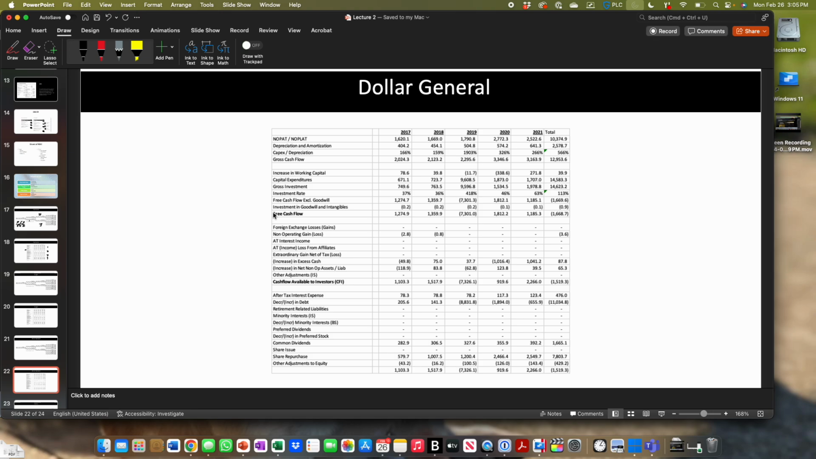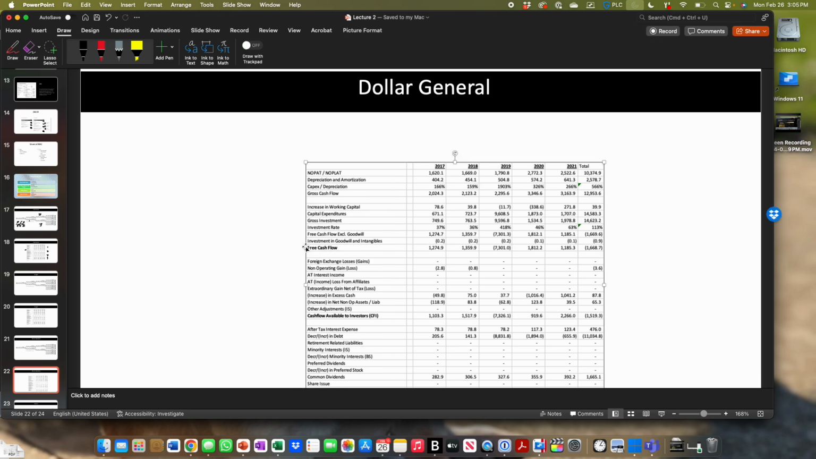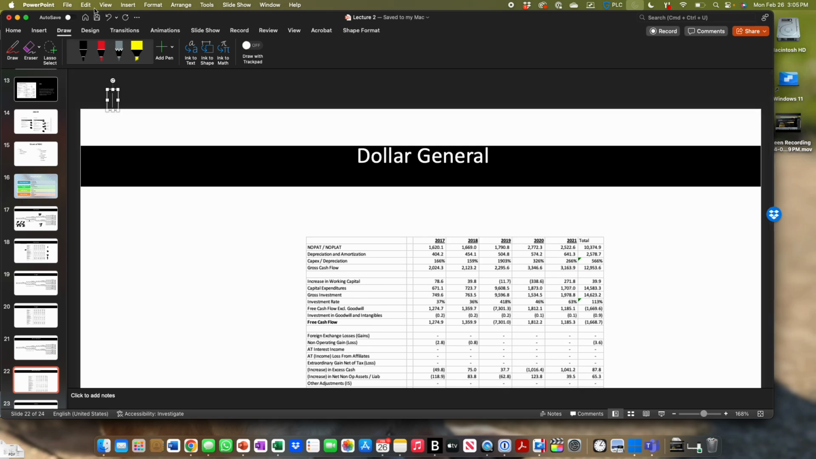What was their gross cash flow? Can you read the number? Yeah, their gross cash flow was about positive 12 billion. 12.9. I know it's hard to see the numbers. See if I can make it a little bigger. Sorry, there's all sorts of mouse problems today.